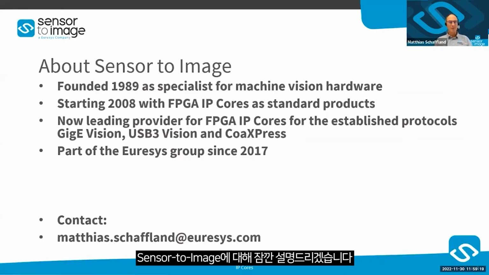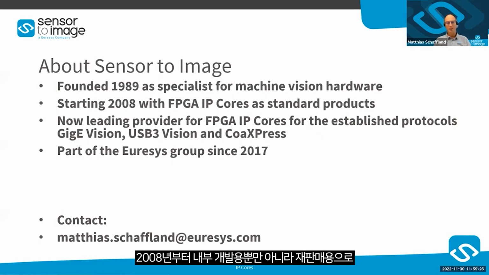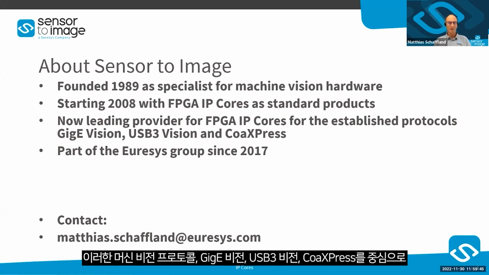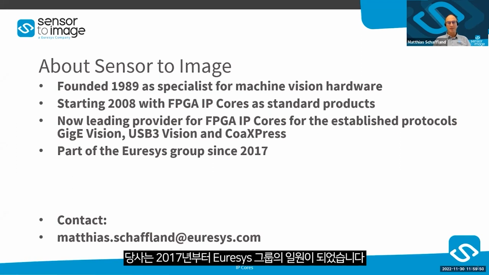A few sentences about Sensor to Image. We exist since 1989, a specialist for machine vision hardware, and started in 2008 with FPGA IP cores as standard products, not only for internal development, but also for reselling. And we are now doing a lot of projects around these machine vision protocols, GigE Vision, USB Vision, CoaXPress, where we have these IP cores. And since 2017, we are part of the Euresys group.